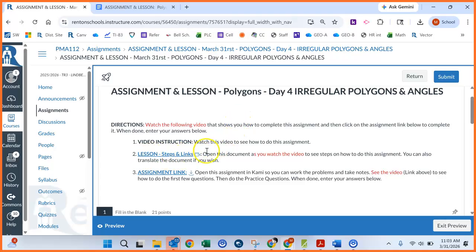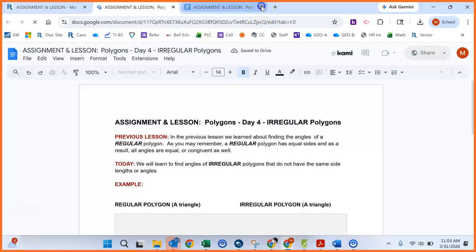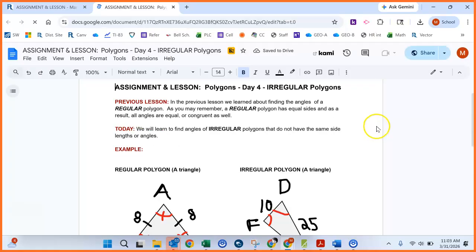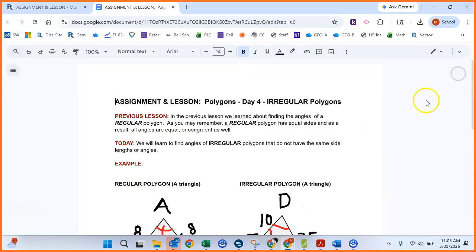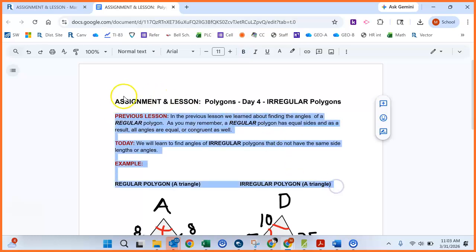So let's go ahead first of all and click on this right here. Please open this up. Okay, and when you do, we've got a few things here. So please make sure that you translate this information if you need to.